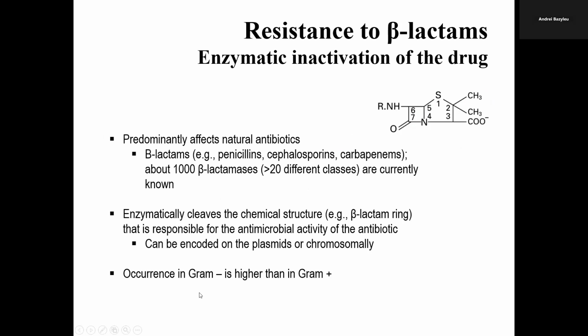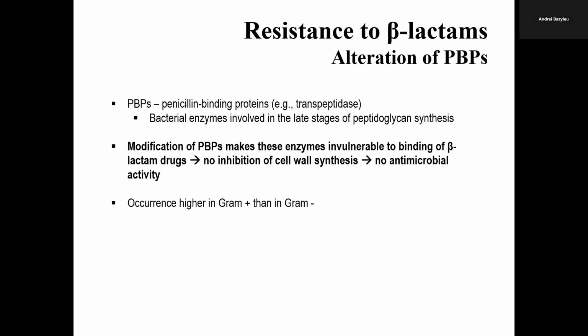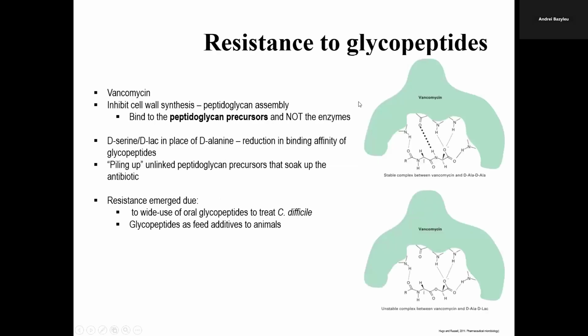This one is predominantly characteristic of gram negatives, specifically gram negatives. Now, gram positives have a slightly different strategy most of the time. It's not that they don't have the enzymes, but enzymatic inactivation of the antibiotics is not nearly as common as the other method, which is the alteration of the drug target. It's a lot more common in gram positives than it is in gram negatives. So, what is this mechanism about?